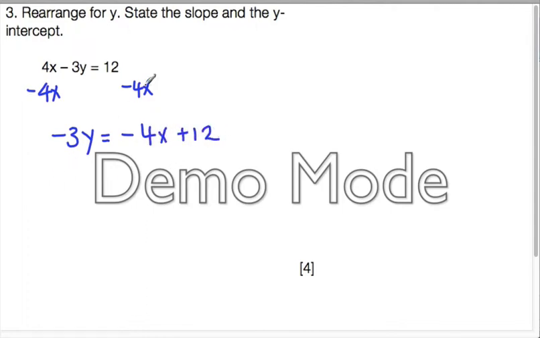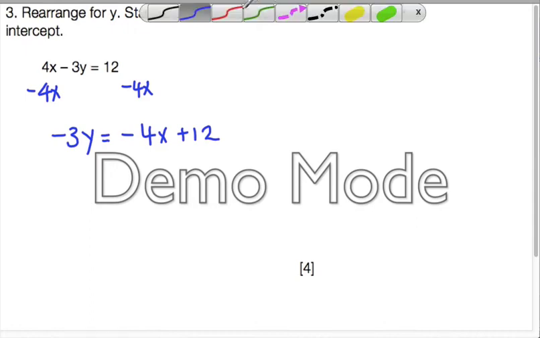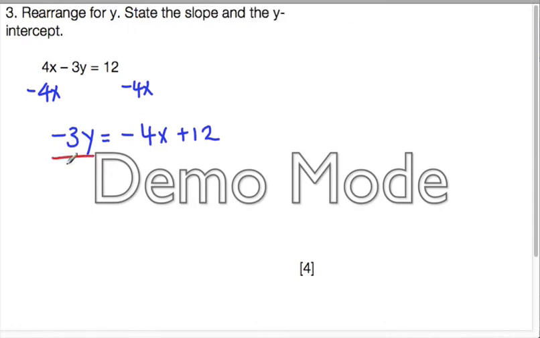Now, what I've noticed here is a lot of you were dividing by negative 3 correctly, but to only one term. You have to divide everything by negative 3.